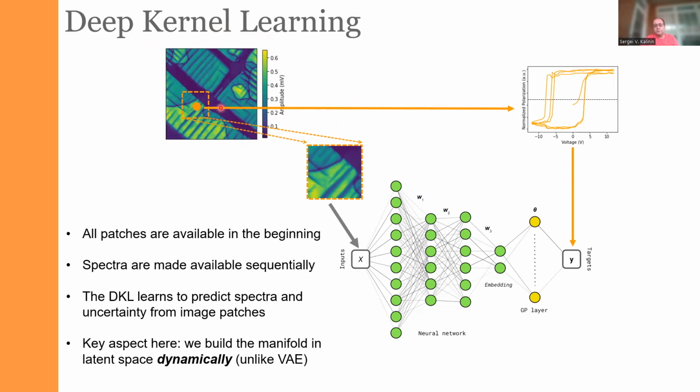Then what we do is we take one arbitrary location in the image, measure our hysteresis loop, and calculate, let's say, the hysteresis loop area. And then this is where the real trick with the deep kernel learning comes into play. We train the network having access to all features, so we have all the patches, and having access to only one target. This looks like a very weird thing to do.